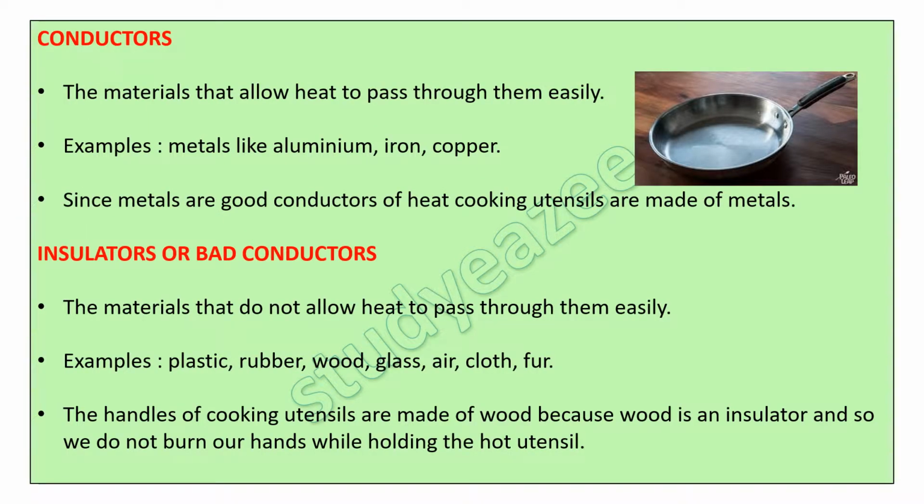What are conductors? The materials that allow heat to pass through them easily are called conductors. Examples are metals like aluminum, iron, copper. Since metals are good conductors of heat, cooking utensils are made of metals. Insulators or bad conductors are those materials that do not allow heat to pass through them easily. Examples are plastic, rubber, wood, glass, air, cloth, fur. The handles of cooking utensils are made of wood because wood is an insulator, and so we do not burn our hands while holding the hot utensil.